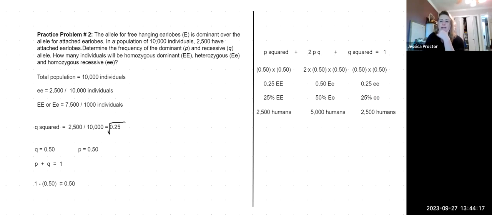Okay, so we have it all lined up like this. We've got the homozygous dominants lined up here, the heterozygotes lined up here, and the homozygous recessives lined up here. When we do 0.25 plus 0.50 plus 0.25, we get back to 1. When we do 25% plus 50% plus 25%, we get back to 100% of the population. And when we do 2,500 humans plus 5,000 humans plus 2,500 humans, we get back to 10,000 humans. So we know we did it correctly.